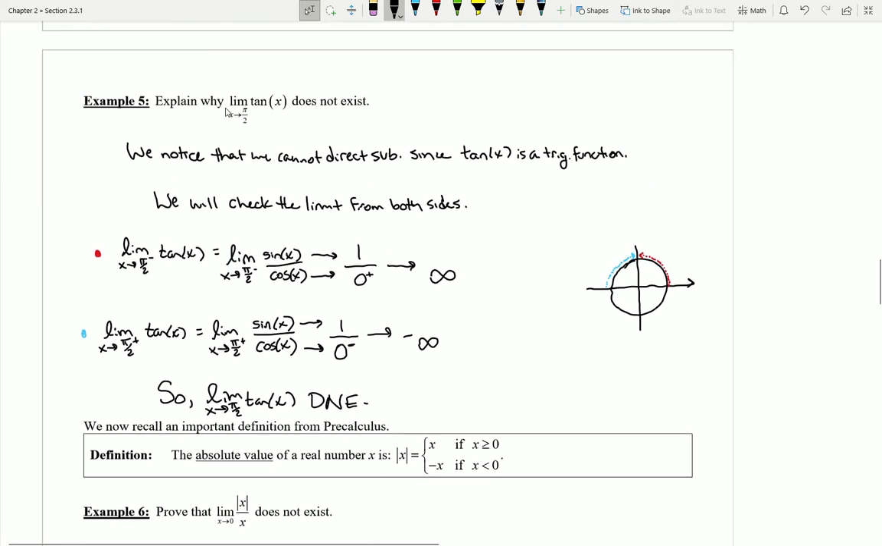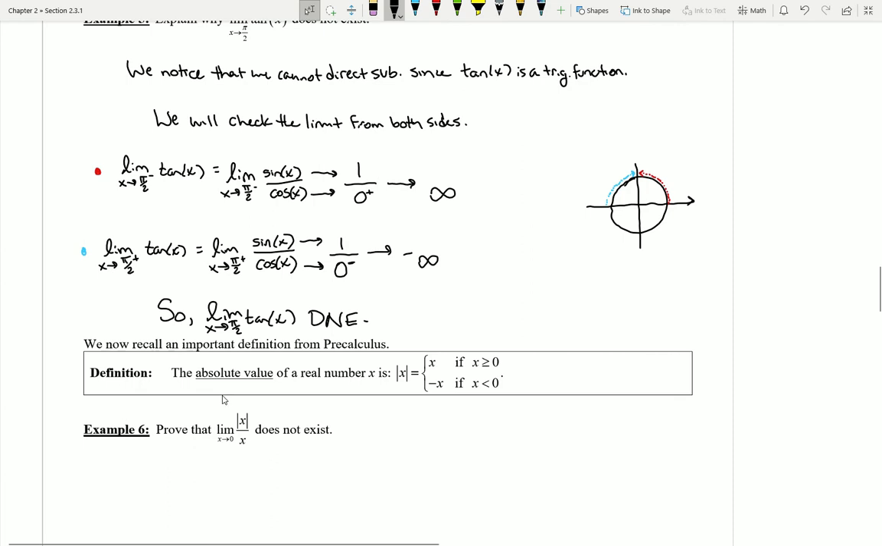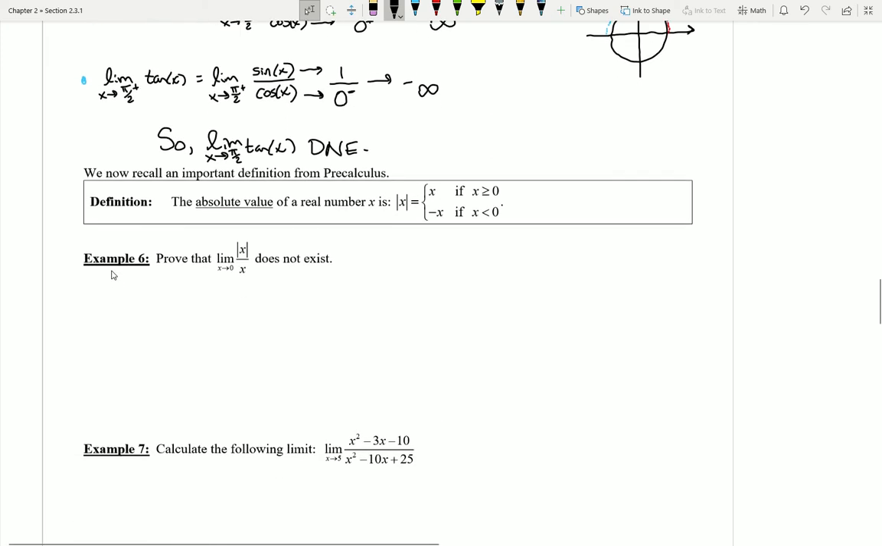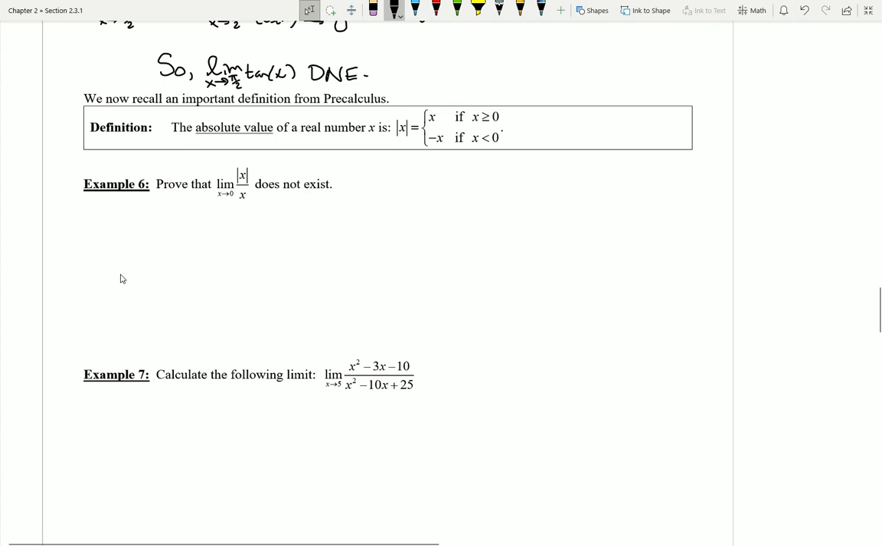Notice that much like up here in example 5, where we were asked to show why a limit doesn't exist, here we're asked the same thing. Our goal is really going to be to show what the limit looks like on both sides to confirm that the overall limit can't possibly exist. So let's go ahead and use this. We'll check the limit from both sides.